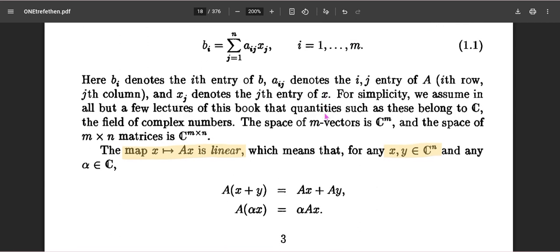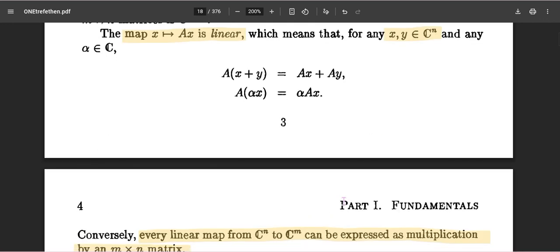So what is a linear mapping? Any mapping is termed linear if it obeys these two properties. If matrix A is operating on two vectors x plus y, then based on the principle of superposition it can be expressed as Ax plus Ay. Similarly, if alpha is a scalar multiplied with the vector, and again it is operated on by the linear operator, matrix A, then it can be expressed as alpha times Ax. So this is termed a linear mapping.